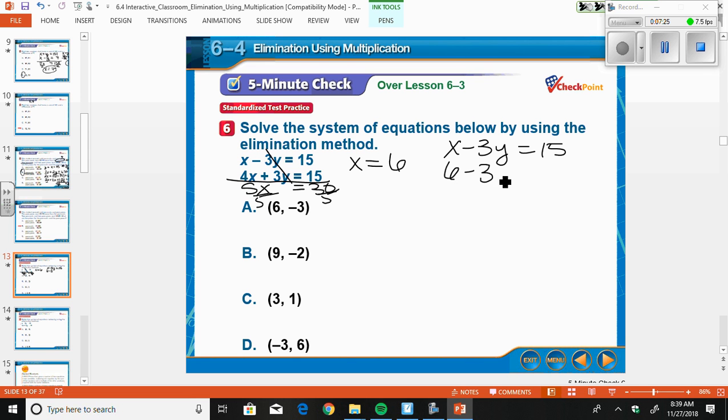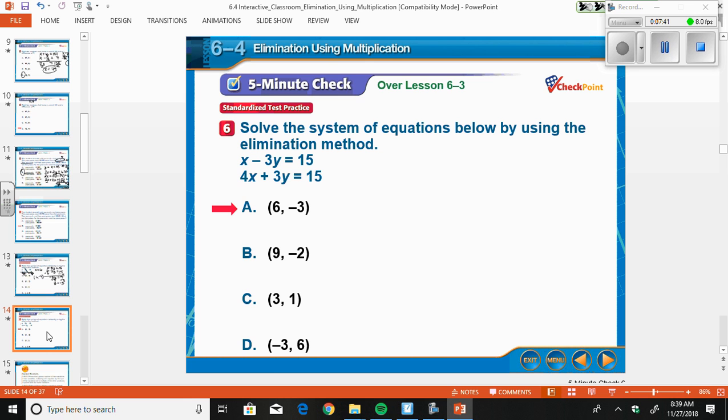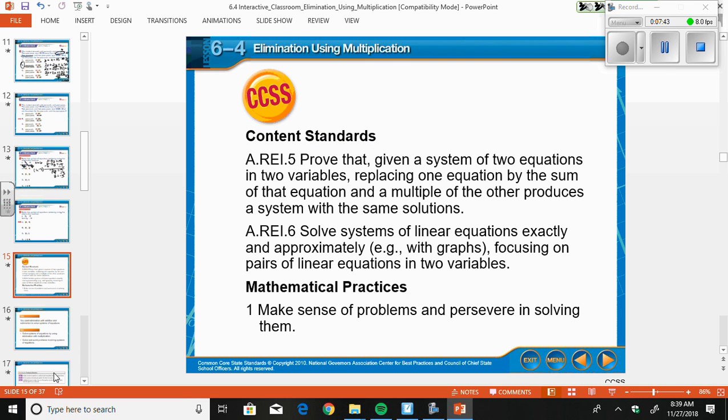6 minus 3y equals 15. So we get negative 3y equals 9. y equals negative 3. So I have 6, negative 3. Let's see if Miss Base is right with an A. Yay! So now we can get into elimination with multiplication.